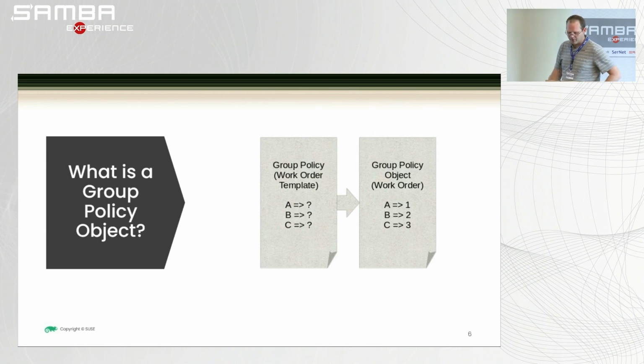So group policy includes the infrastructure and tools for distributing and applying those policies. A GPO, on the other hand, is a specific set of settings, and you could think of it like this: if you think of group policy as a work order, a group policy object is like a filled out copy of the work order that's deployed on your sysvol, and that work order is then distributed to all of the clients in the domain.